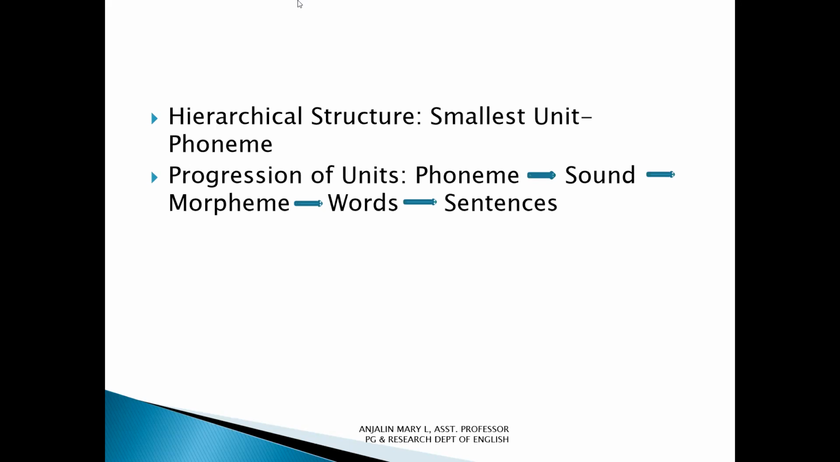So to make it easier, I can say that phonemes combine to form sounds, sounds combine to create morphemes, morphemes form words, words combine to make sentences, and then sentences interconnect to create a unified text or a discourse. So at each stage, there are certain rules that operate which permit the occurrence and combination of smaller units.